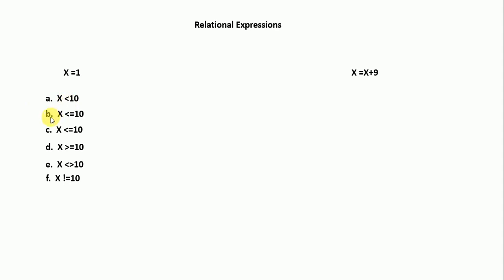Now we go to B. X is less than or equal to 10. X is actually 10, but is it less than 10? No. Is it equal to 10? Good, it's equal to 10. So at least it matches one of the conditions. So B is right. That statement is true.